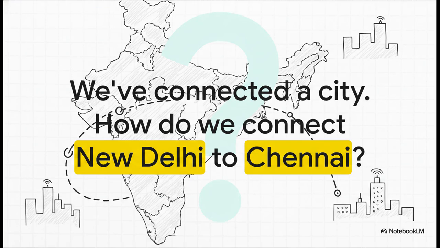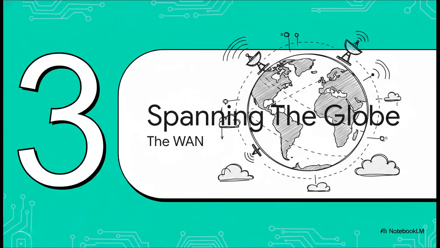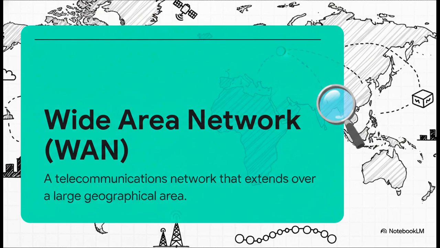All right, so we've gone from a single building to an entire city. But the world is a lot bigger than that. What if you need to connect a LAN in New Delhi with another LAN all the way down in Chennai? We're talking about a vast distance now. And that question brings us to the final and largest level of our network classification, the WAN. A WAN, or Wide Area Network, is a network built specifically for long-distance communication. It's not about connecting buildings in a city anymore. We're now talking about connecting entire cities across a country, or even connecting different continents.